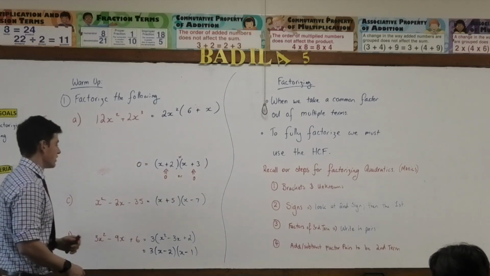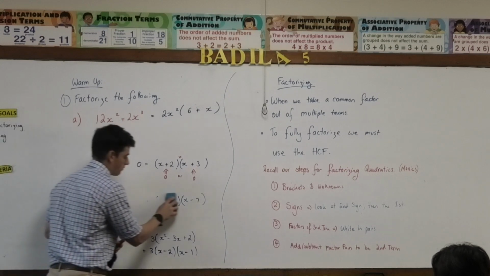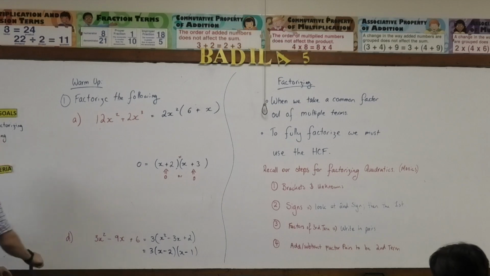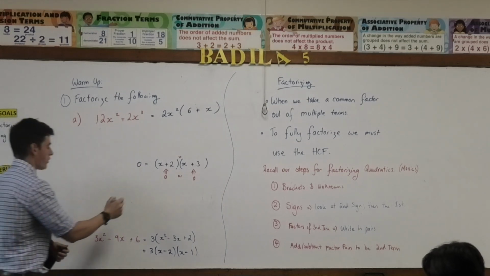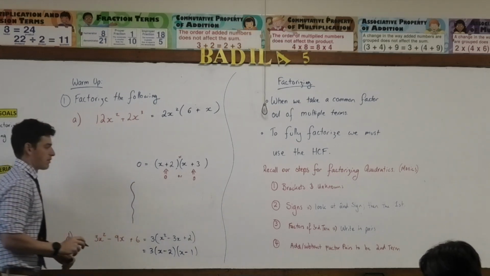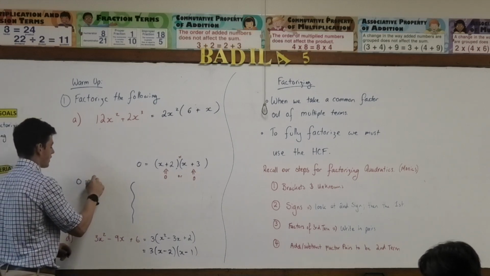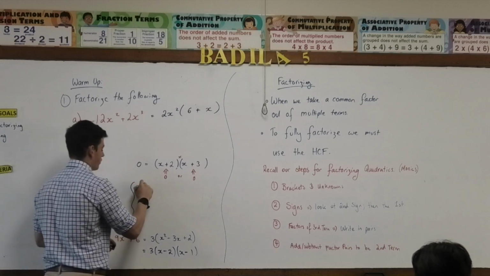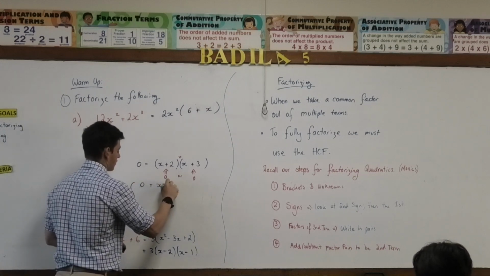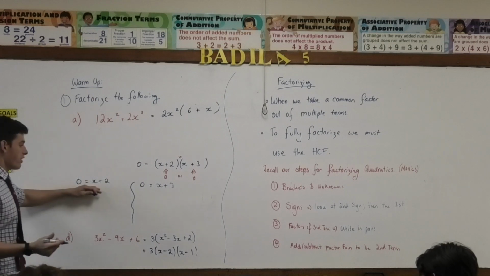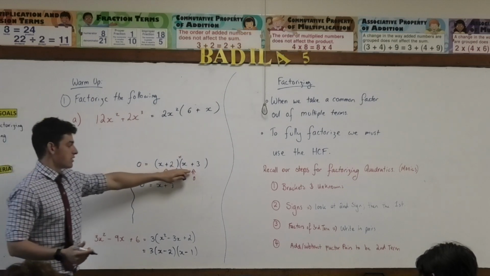Now I could formalise that. I could write here an equation with a little squiggly, although it's not very mathematically correct, I'll do it anyway. 0 equals x plus 2. 0 equals x plus 3. Are we happy with that? What am I doing? This is scenario 1, and this is scenario 2, correct?